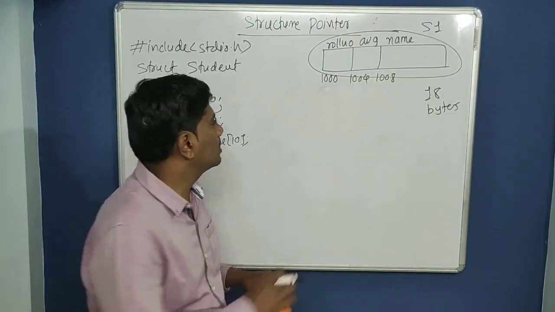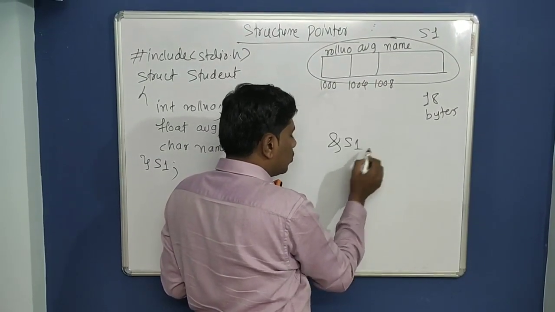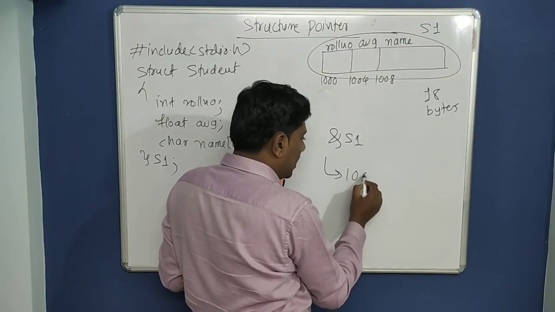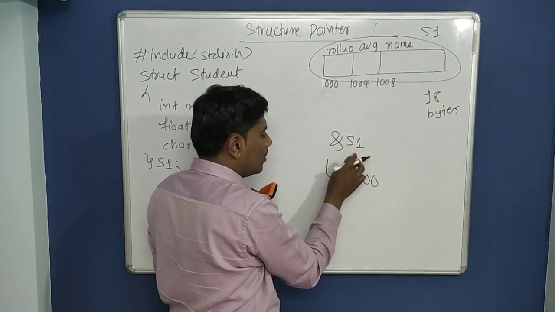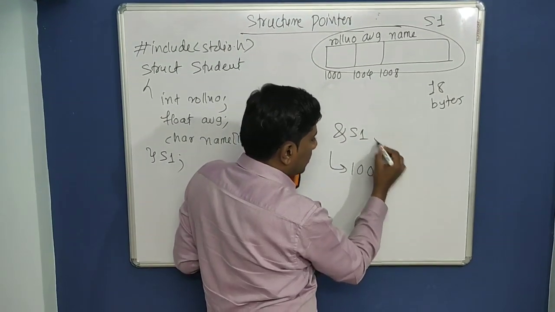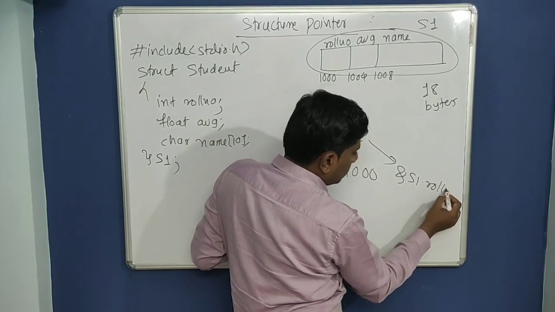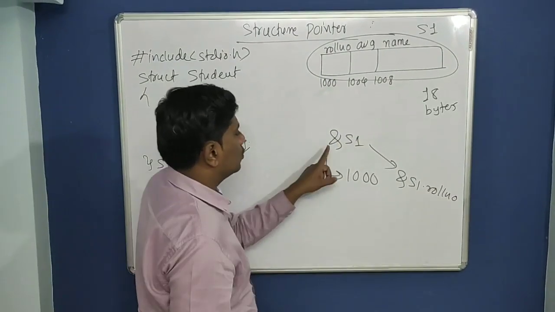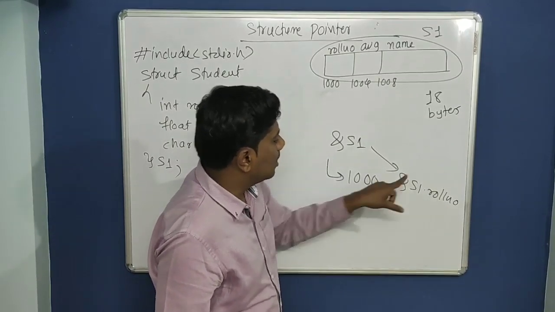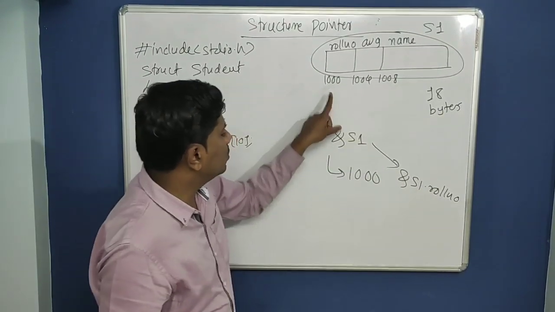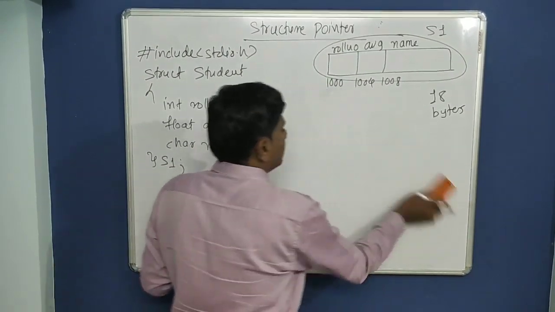So what is the address of the first block? 1000. So whenever I say the address of S1, that will give me the address of this roll number, that is 1000. So the address of S1 is nothing but the same as the address of S1 dot roll number. Getting? And what is the address of S1 dot roll number? It is 1000. Getting? So clear? So we are going to use this address.